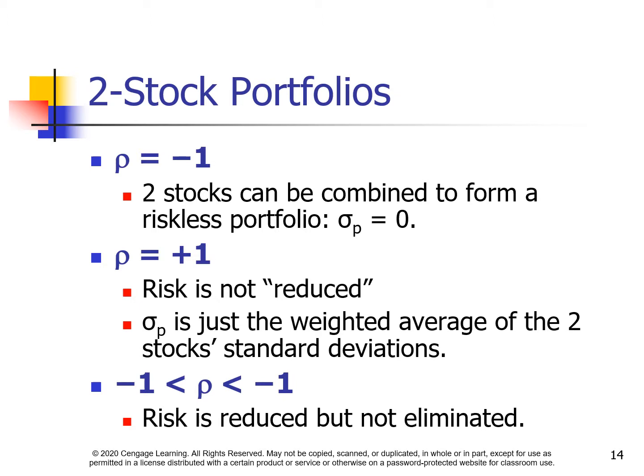Two-stock portfolios. Two stocks can be combined to form a riskless portfolio when the correlation is -1. When the correlation is +1, risk is not reduced. When the correlation is between -1 and +1, risk is reduced but not eliminated.